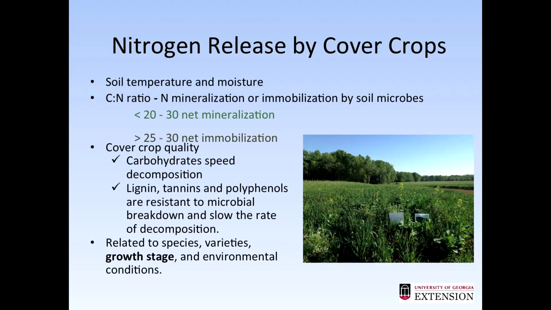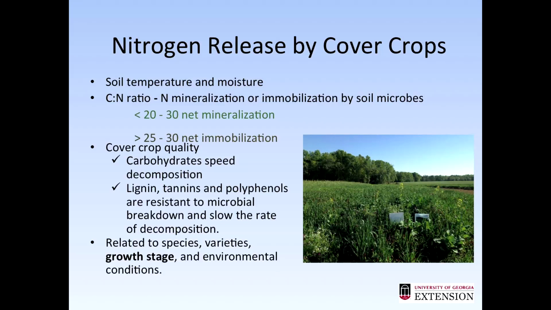It is complicated, right? Because it's affected by soil temperature and moisture. We think about carbon-nitrogen ratios a lot when we think about cover crop decomposition. But we also know that cover crop quality really affects the decomposition rate. So the amount of carbohydrates in a cover crop will speed up the decomposition rate, and they tend to be correlated with the amount of nitrogen in the cover crop. Well, that makes sense because it's related to growth stage a lot of times. The amount of lignins, tannins, polyphenols, stuff like that tends to slow it down.